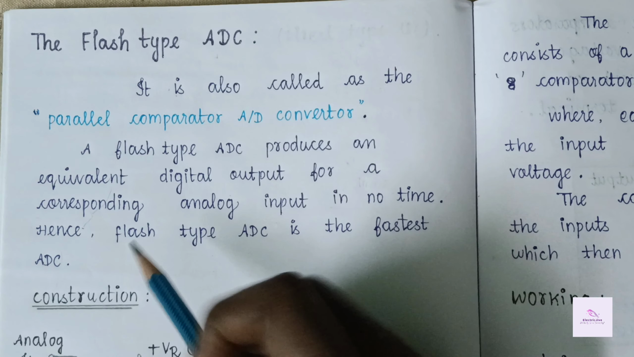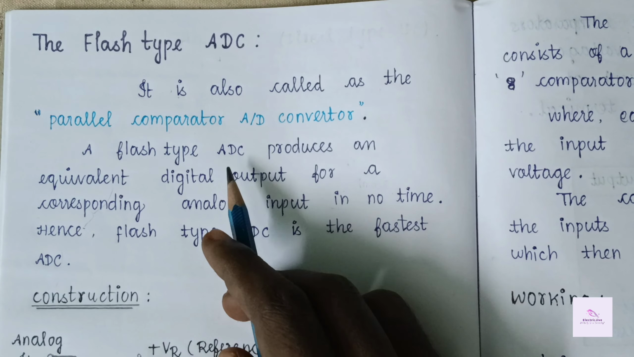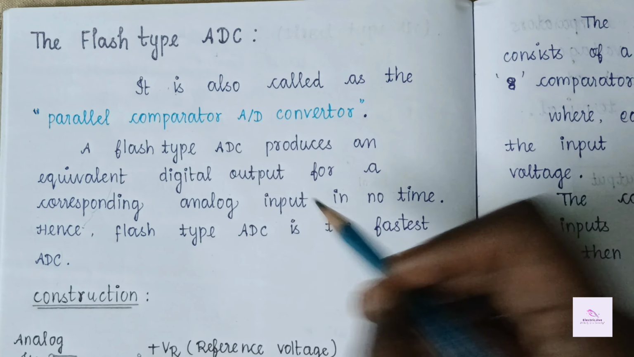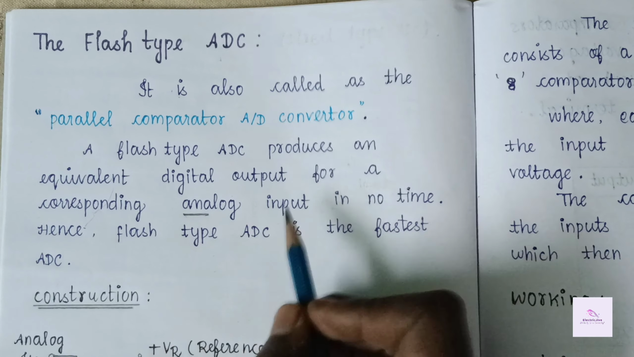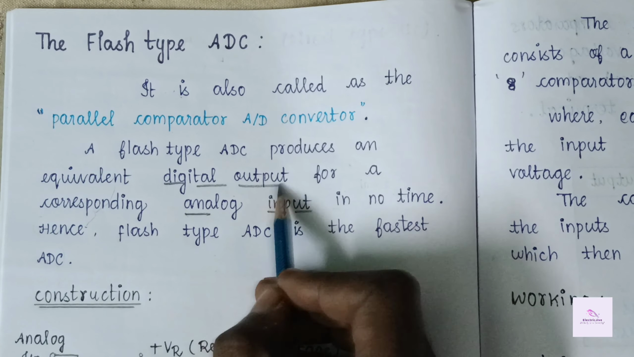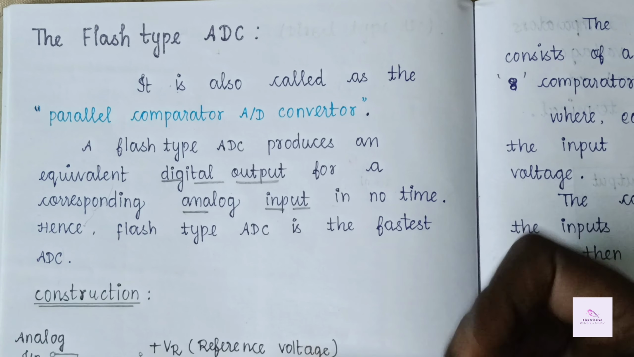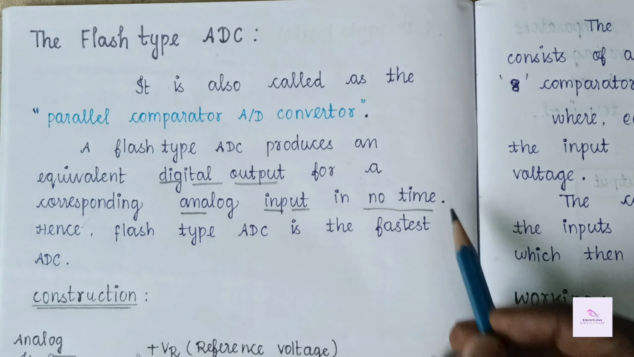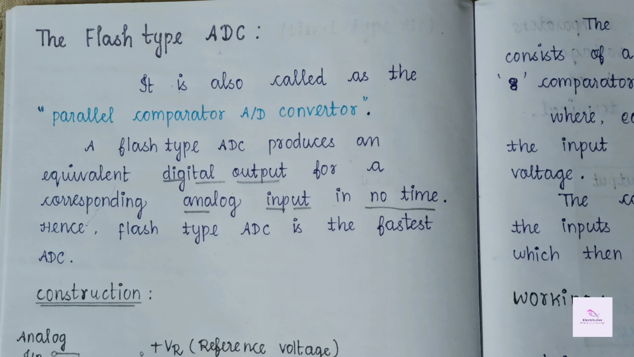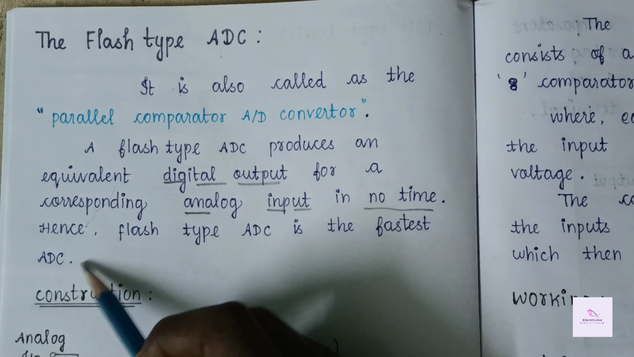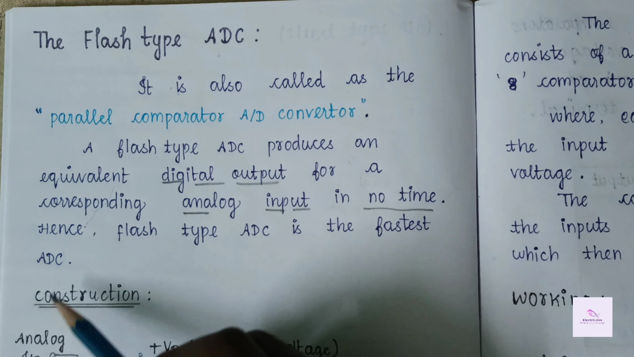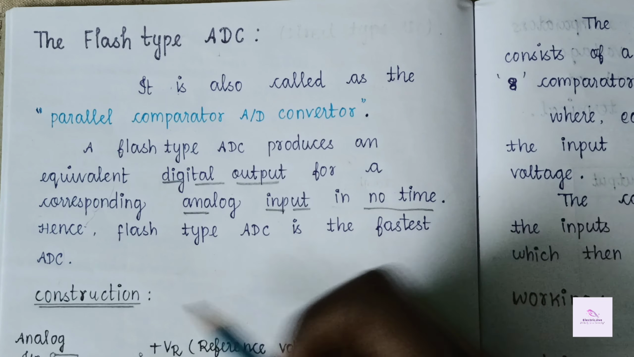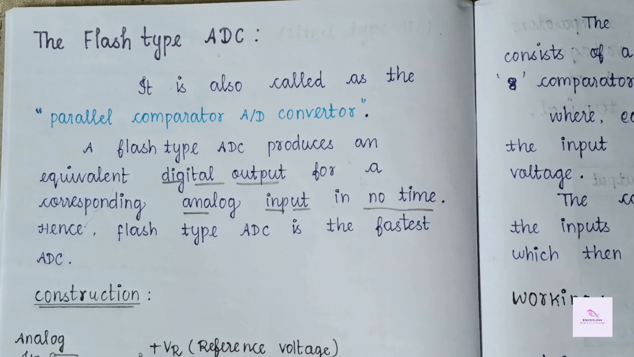The definition of this flash type ADC is: a flash type ADC produces an equivalent digital output for a corresponding analog input. Okay, it produces a digital output corresponding to the given analog input in no time. No time means immediately. Immediately it produces the digital output corresponding to the analog input. Hence, flash type ADC is the fastest ADC. It produces the output immediately, then only it is said to be the fastest analog to digital converter.